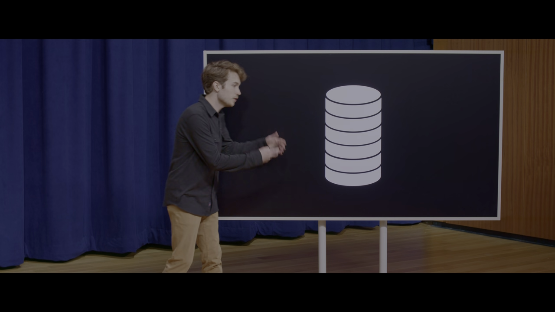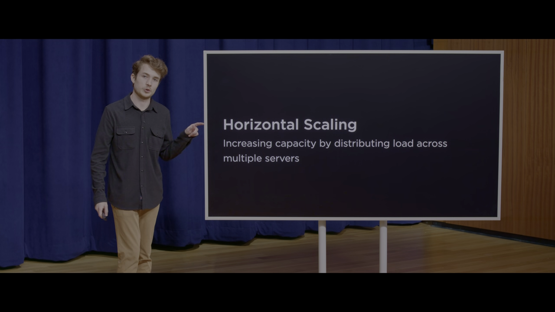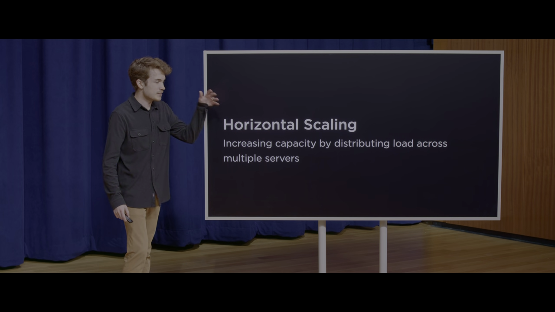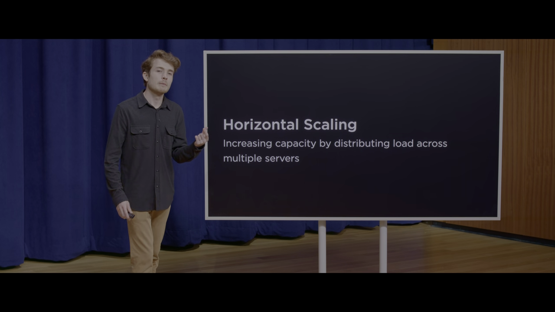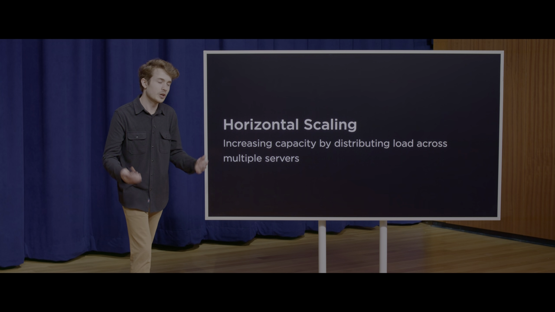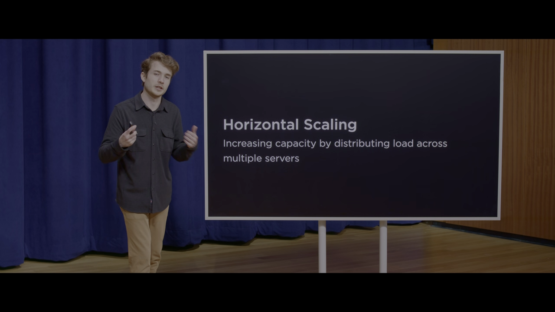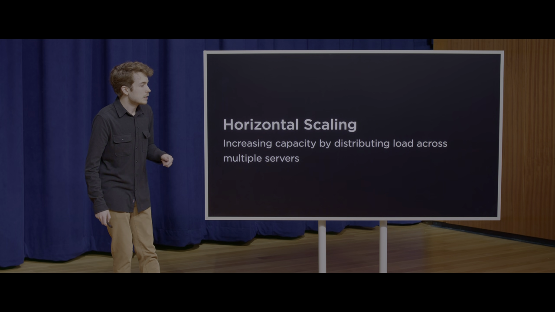Like, let's have not just one, but 3, for instance. And this is an example of horizontal scaling. So horizontal scaling is increasing your application's capacity, not by increasing a single server's computing power, but by spreading it out, buying more servers to handle that load across more, in this case, individual people who can do work on those queries. So horizontal scaling might look a bit more like this.